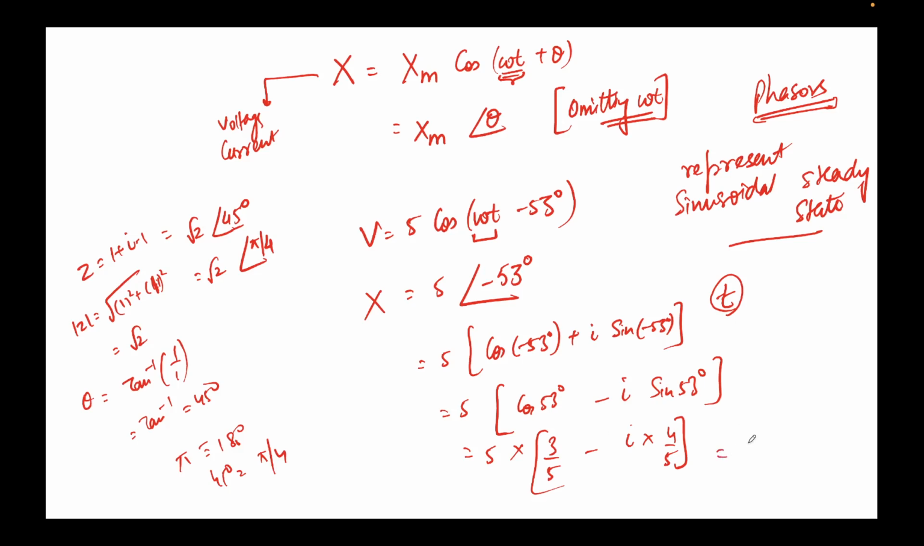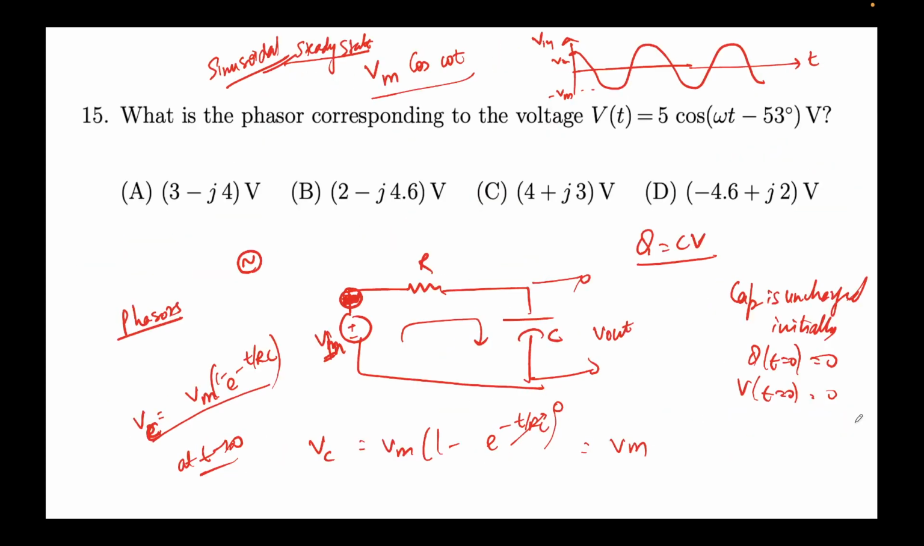So you multiply the 5 inside, you will get 3 minus 4 iota, and note that this was voltage, so the units would be in volts. I'm getting option A. Yeah, 3 minus 4 iota I was getting. So option A is the correct one here, right?